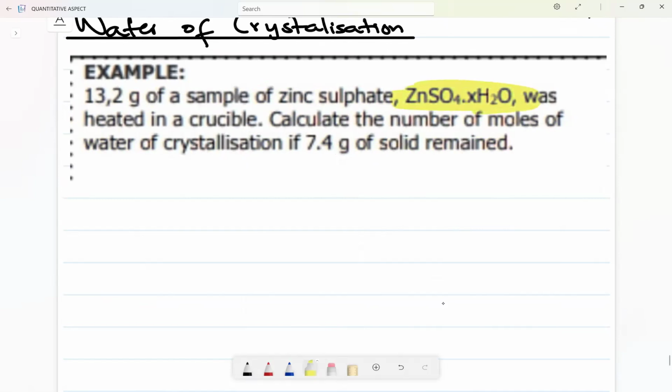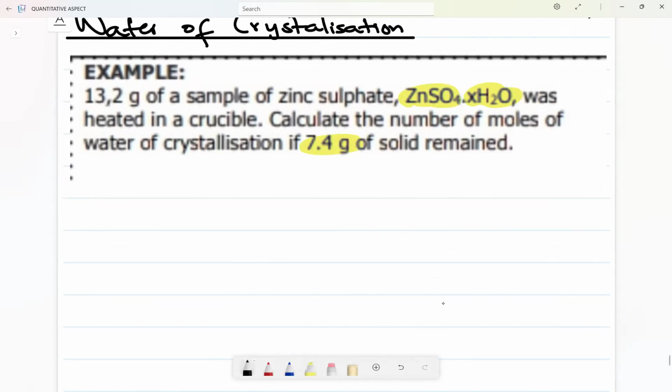So now we need to know, actually we need to calculate the number of moles of water of crystallization. Water of crystallization, it is this one. Okay, so zinc sulfate, it is that one, was heated in a crucible. Calculate the number of moles of water of crystallization if 7.4 grams of solid remains. The solid, it is the what? It is the zinc sulfate.